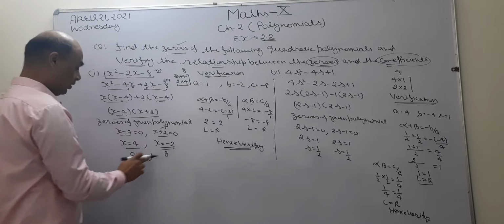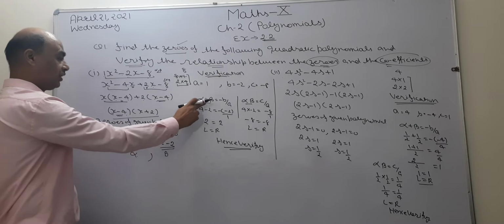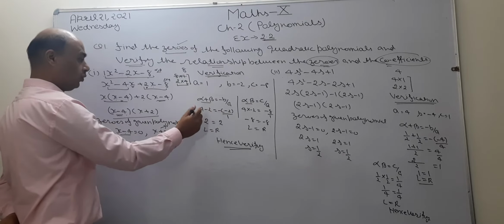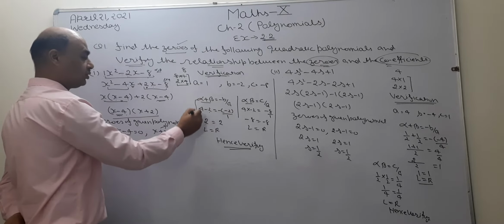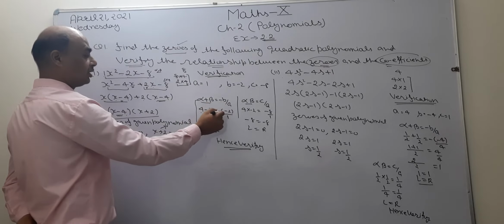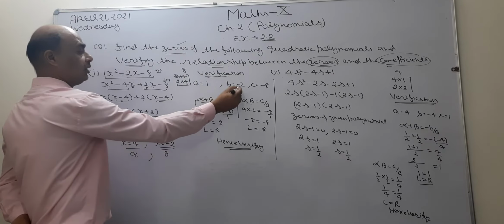Now alpha is given. What is the alpha? Value 4. What is beta? Minus 2. I write instead of alpha 4, instead of beta minus 2. 4 minus 2 is 2. Left hand side is solved. I am going to solve the right hand side. What is written? Minus. Right here minus. What is the value of B? Given minus 2.